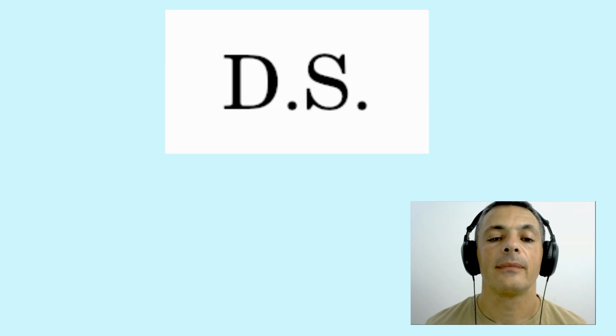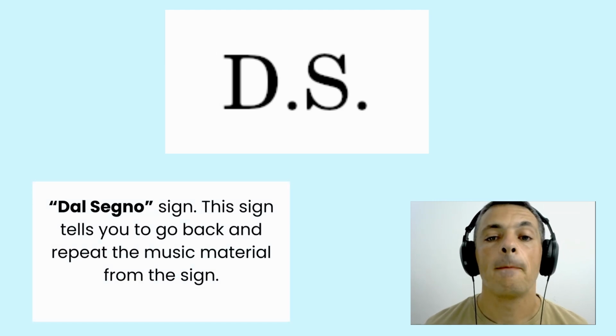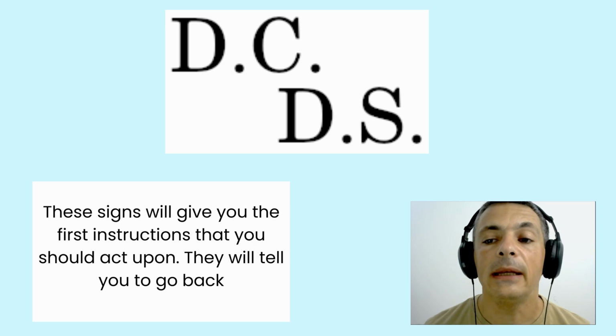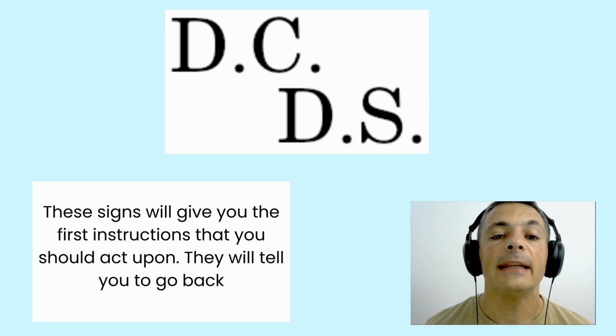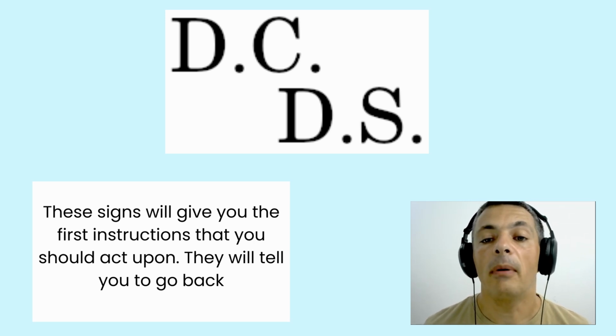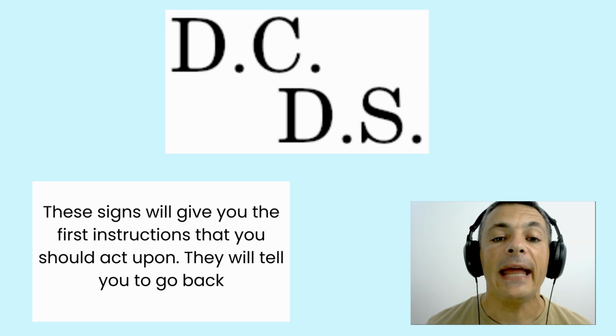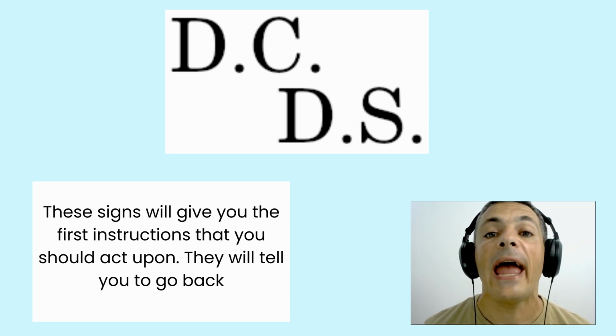DS. This one is the dal segno sign. This sign tells you to go back and repeat the music material from the sign. The da capo and dal segno signs are signs that tell you to go back to the beginning or back to the part that is marked with the sign above. These signs will give you the first instruction on where to go next, and they are the first that you should act upon.